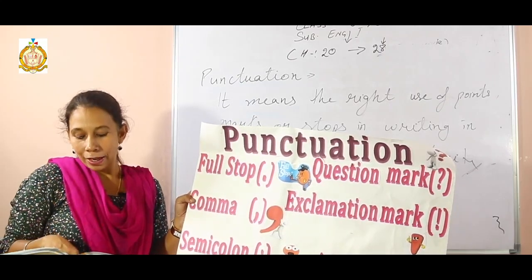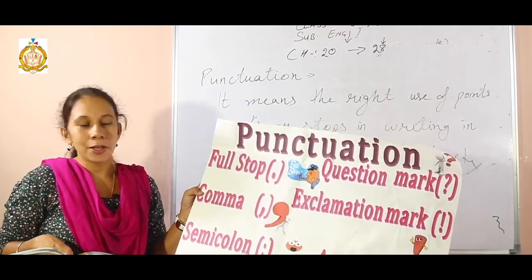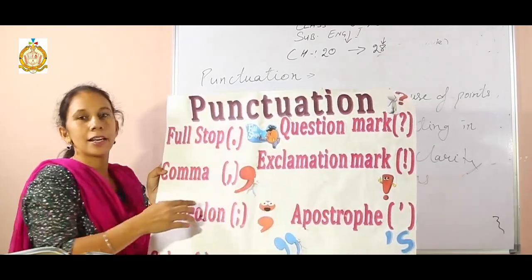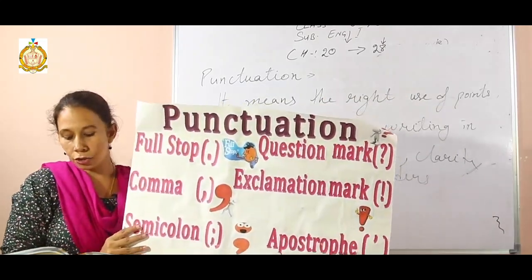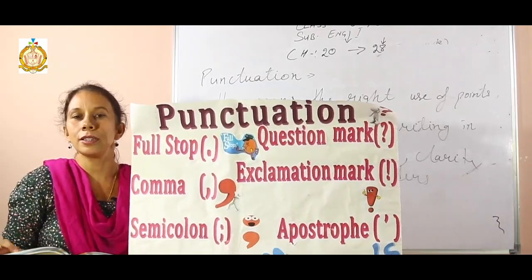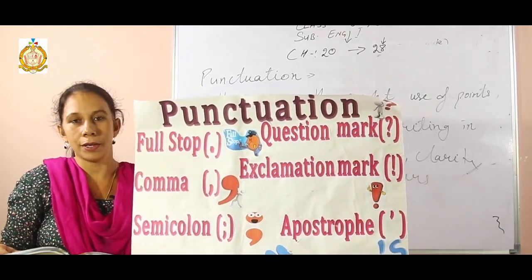Okay, very good. Then the next one is exclamation mark. Exclamation mark is used when your sentences are interjections or exclamatory.